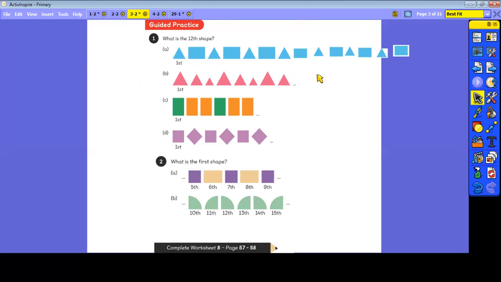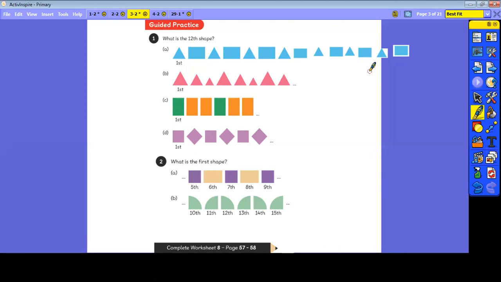First shape, triangle. Second shape, rectangle. Third triangle, fourth rectangle. Fifth triangle, sixth rectangle. Seventh triangle, eighth rectangle. Ninth triangle, 10th rectangle. 11th triangle, 12th is a rectangle, because if you see, the pattern goes in an odd and even order. And so the odd numbers are going to be triangles and the even numbers are going to be rectangles, and 12 is an even number, so it's going to be a rectangle. Do you see how that worked?